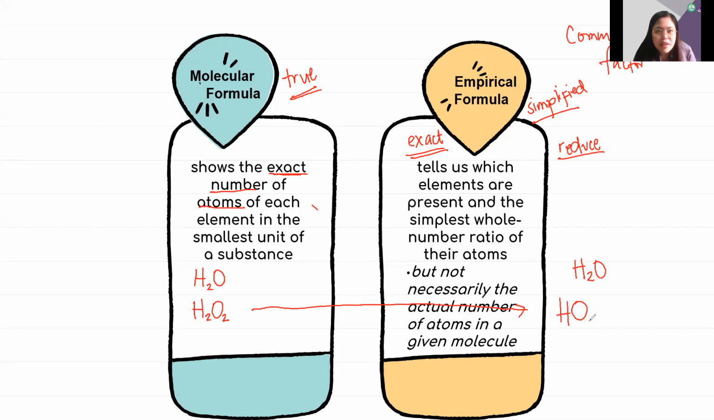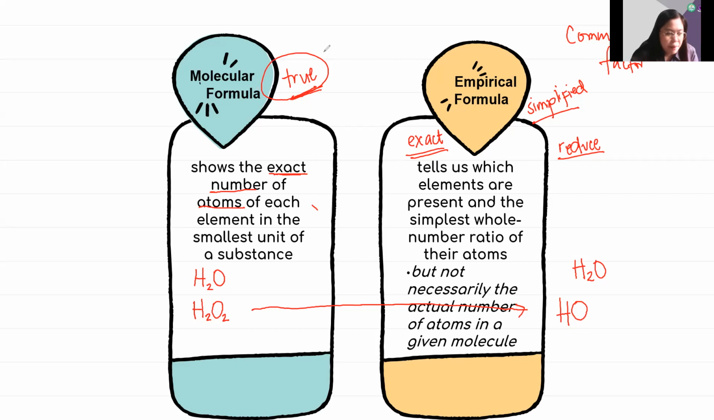So I hope nasabtan ninyo nga pag empirical formula, gina-reduce siya to lowest term. Thus, gina-simplify siya. It will not give us the exact number of atoms, but it will give us what element or elements are present. Sa molecular formula, this will give us the element present at the same time the exact number of atoms. Thus, it is called the true formula.